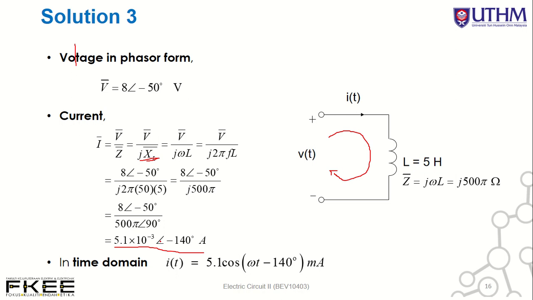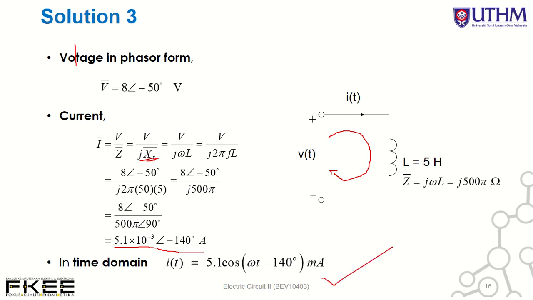In phasor domain or polar form, then you can convert to the time domain. IT equal to 5.1 is the magnitude, cos omega t minus theta, which is 140 degree milliampere.